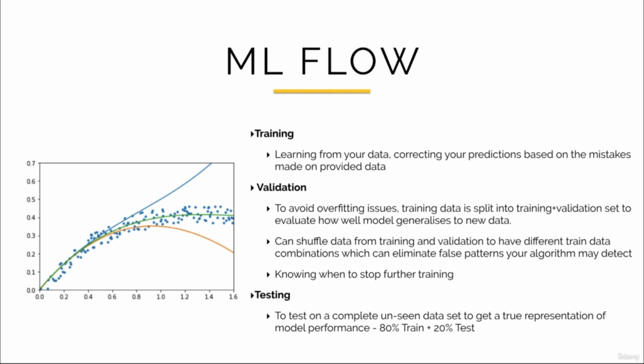And 20% you just put aside and you don't touch it, you don't even look at it, not even as a human, because you don't want to introduce any bias into your algorithm. You just put it aside and you just leave it there. And you don't touch it until the very, very end, until you actually want to know, okay, how does my algorithm perform? Now, with the training data, so the 80%, you can split that up into the training and the validation.